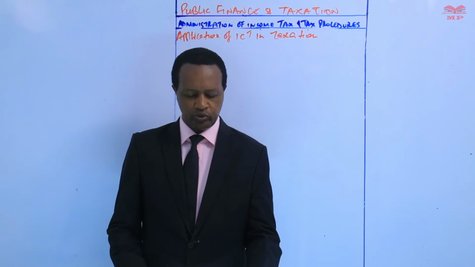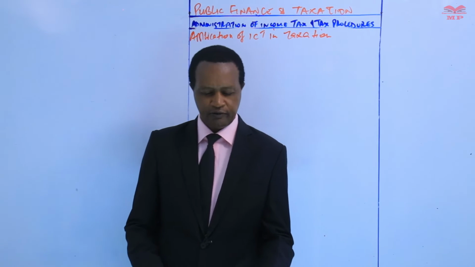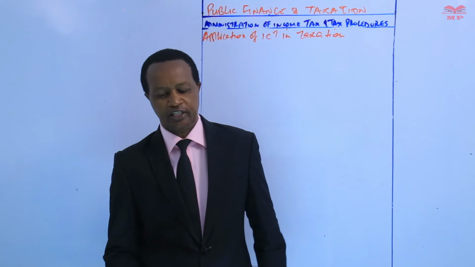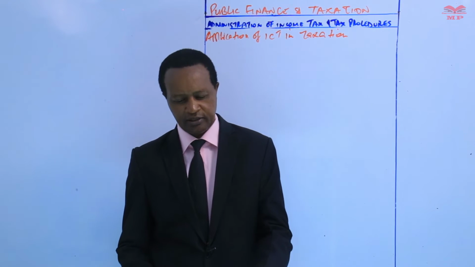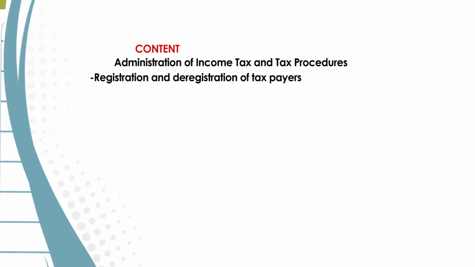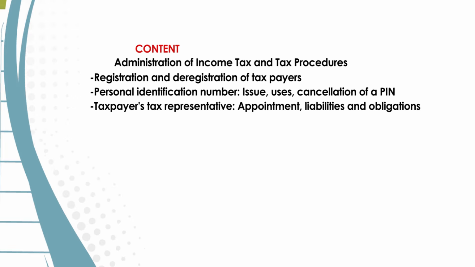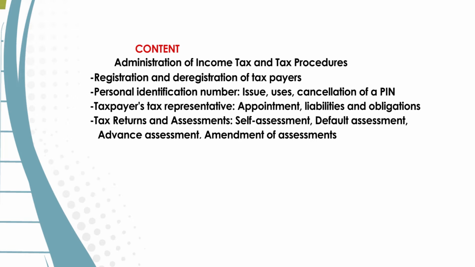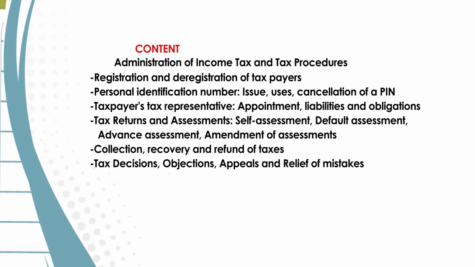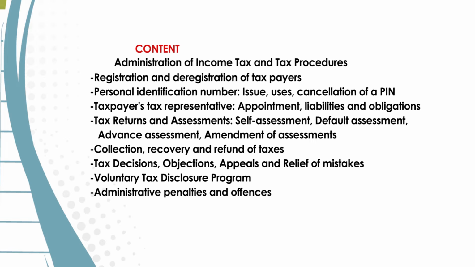We are today going to tackle the last subtopic of the topic, administration of income tax and tax procedures. So far we've done number 1, registration and deregistration of taxpayers. Number 2, personal identification number. 3, taxpayers returns, taxpayers tax representative. 4, tax returns and assessments. 5, collection, recovery and refund of taxes. 6, tax decisions, objections, appeals and reliefs of mistakes. 7, voluntary tax disclosure program. 8, administrative penalties and offenses.